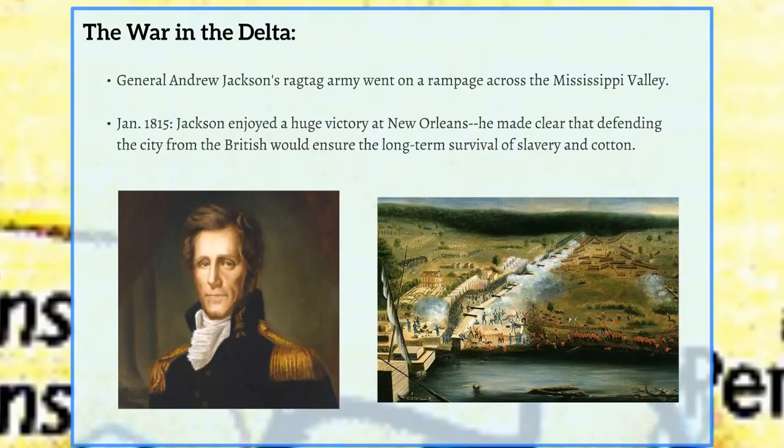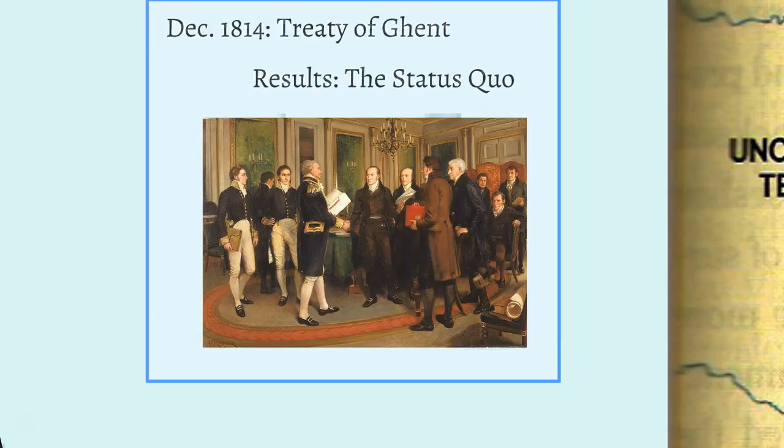And so Jackson gives this big stirring speech where he tells the people of New Orleans the very survival of American slavery and American cotton is here at stake in this battle. And that might be a bit of an exaggeration, but it certainly does beg the question of what if the British had taken the city. Jackson's able to defend it, and thus long-term American slavery is going to be secured.